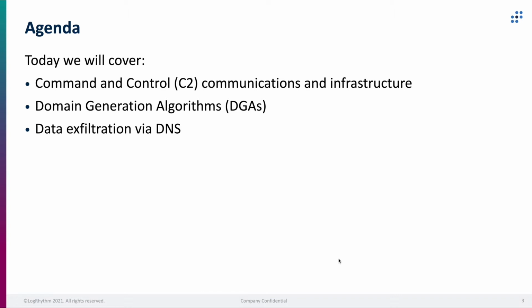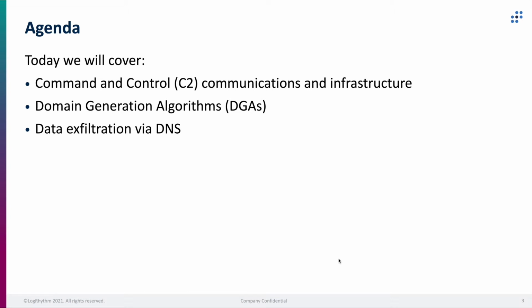So the 3 techniques specifically are C2, which is the shortened version for command and control. So a bit of an overview of how the C2 communications and infrastructure might work. Next, domain generation algorithms, otherwise known as DGAs, and these are important for attackers and very often embedded in malware, and these facilitate this C2 communications. Thirdly, data exfiltration. There are so many ways to perform data exfiltration, so today we're just going to talk about one, and that is data exfiltration via DNS tunneling.